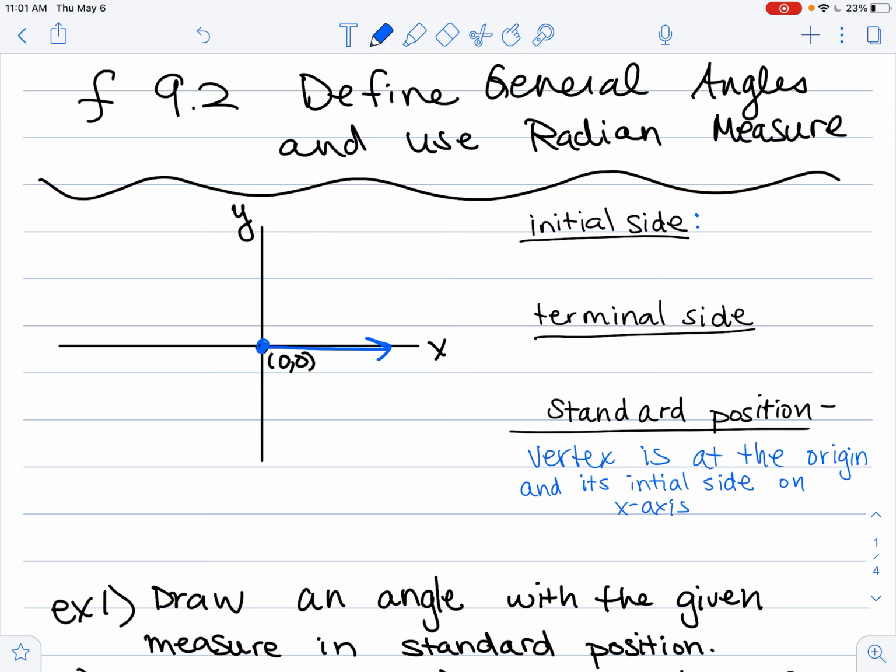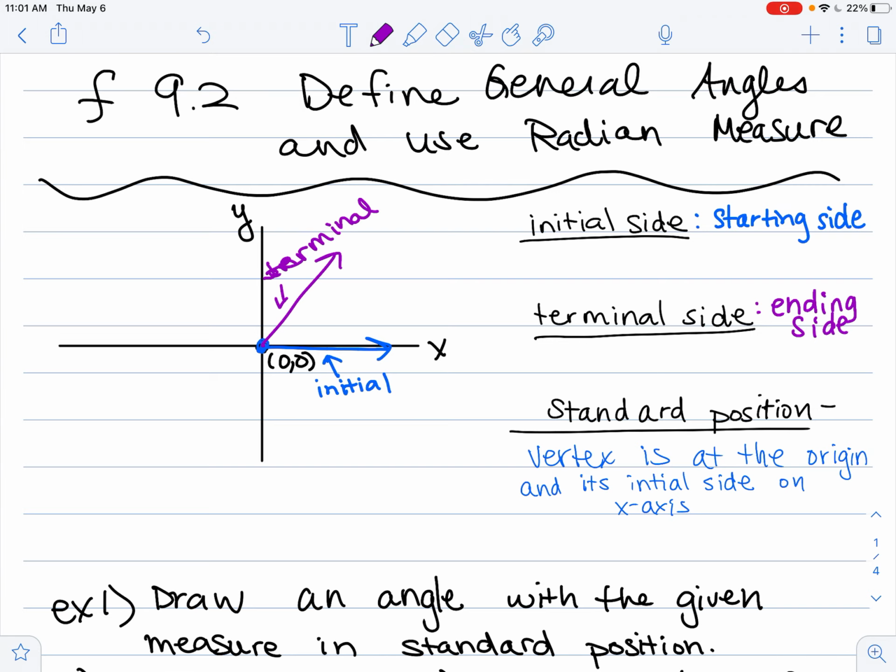We call that the initial side. Okay, we say it's the starting side of the angle, and the terminal side is the ending side of the angle. So let's just say it's right here. So we know the blue is the initial side and the purple is the ending or the terminal side. Then this is an angle in standard position.